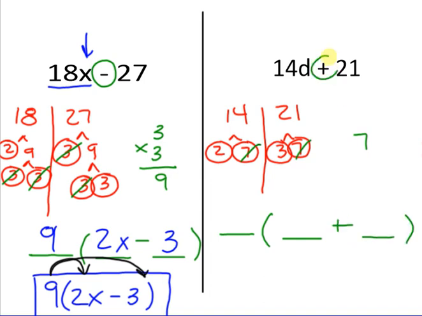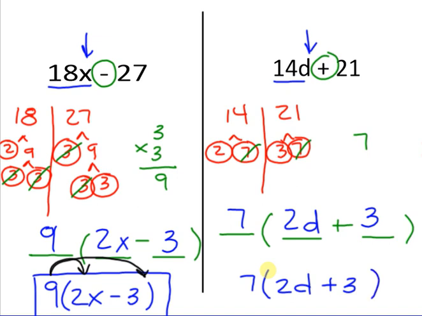I have addition on the inside. Now, 7 is my GCF. That goes on the outside line. My variable is D, and it's in the first term, so it goes on the first line. Everything else is the same. 14 divided by 7 is 2. 21 divided by 7 is 3, and I'm done. 7 parentheses 2D plus 3, close parentheses, and I'm done.